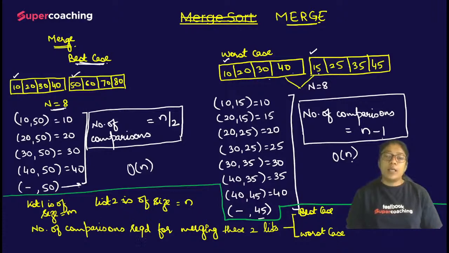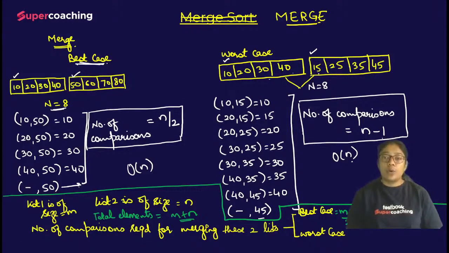So if in one list m elements are there, in second list n elements are there, then the total number of elements will be elements of list 1 plus elements of list 2, right? In the best case, it's taking half of the total number of elements. Total number of elements are m plus n. So here it will be returning (m plus n) divided by 2.